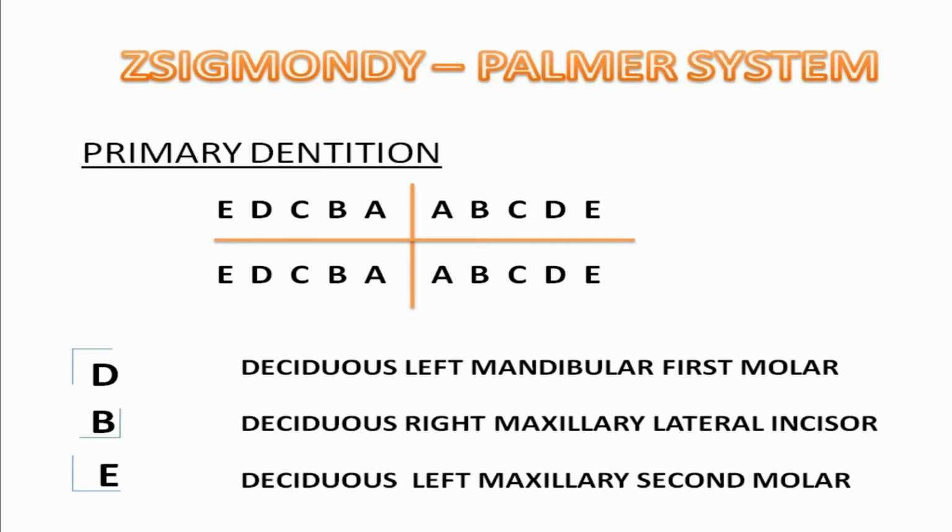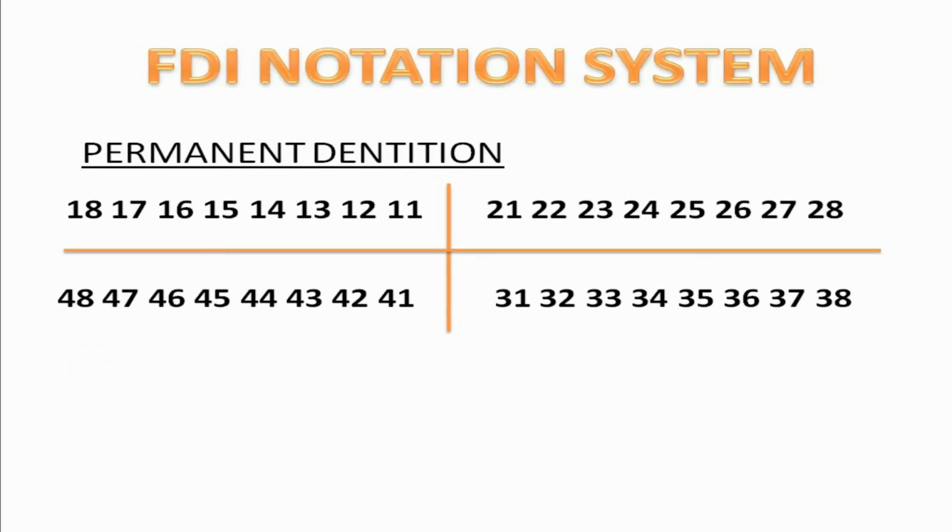So it is very easy to note it down, to write it down. But the problem is that verbal communication is not possible using the Sigmoid-Palmer system. If you noticed when I was showing examples, you will understand that. I was just pointing at it. I can't verbally explain what is there in this picture. So that is the problem. In order to overcome all these problems, they introduced the universally accepted one, that is the FDA notation system.